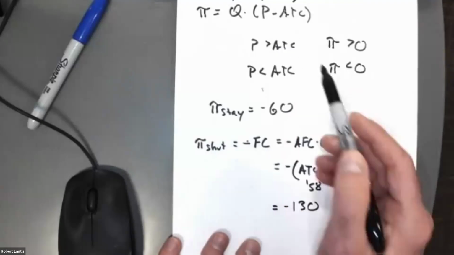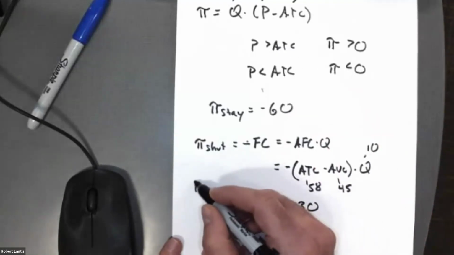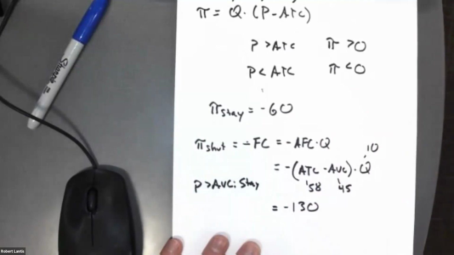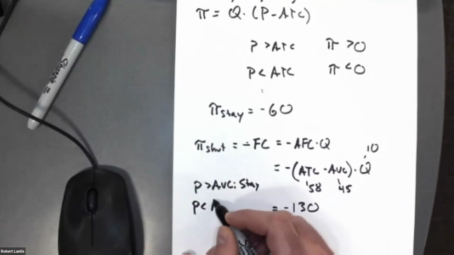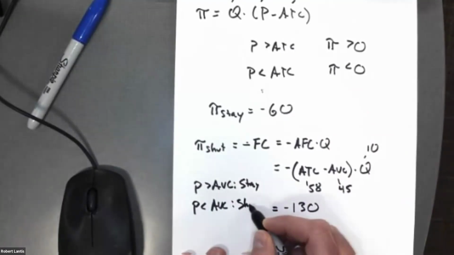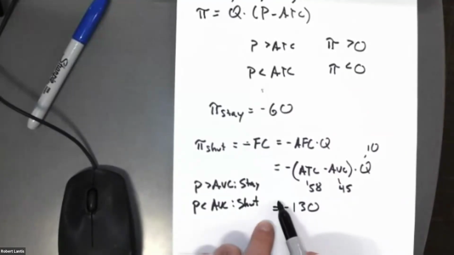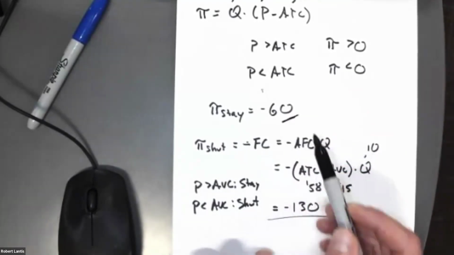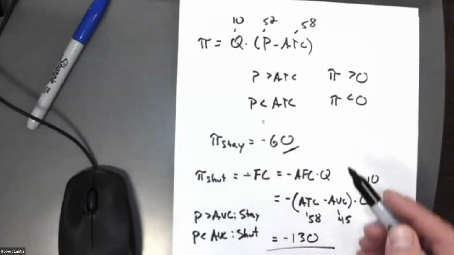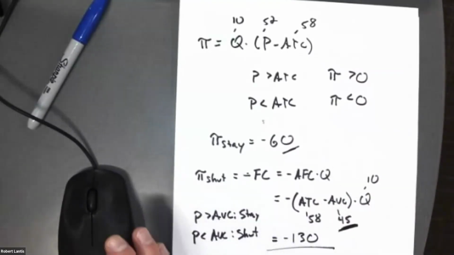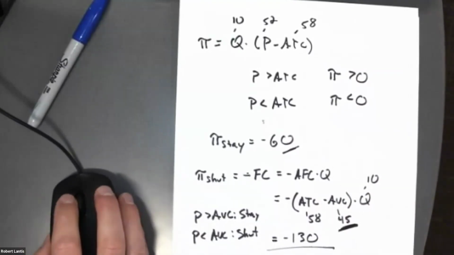Sure enough, when price is above my average variable cost, I should stay open, right? If that price ever falls below my average variable costs, I should shut down. Okay? So here, if I shut down, I lose $130. If I stay open, I lose $60. And the reason why is because, yes, my price is below average total cost, profits will be negative, but as long as it's above that average variable cost of 45, I'm actually going to be minimizing my losses by staying open. Okay.